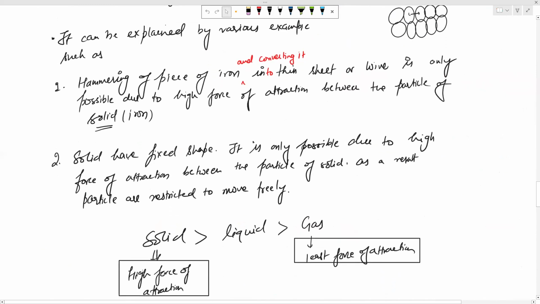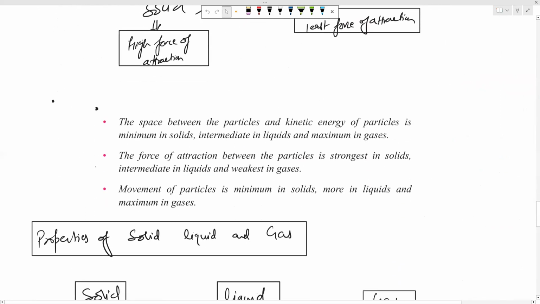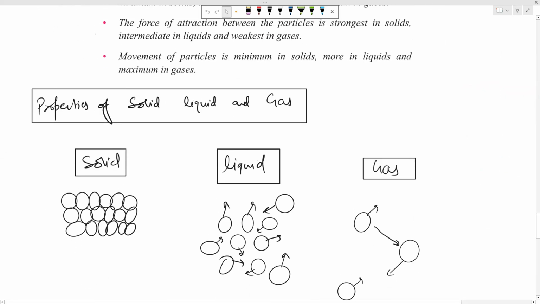Yes, in the previous class we have learned about this one. Yes, sir. So today we shall be discussing the properties of solid, liquid, and gas.